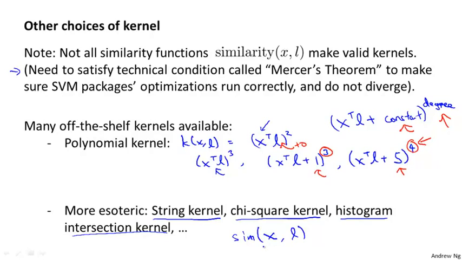But I personally end up very rarely, if at all, using these more esoteric kernels. I think I might have used the chi-squared kernel maybe once in my life, and the histogram kernel maybe once or twice in my life. And I've actually never used the string kernel myself. But in case you run across these in other applications, if you do a quick Google search or a quick Bing search, you should find definitions of these other kernels as well.